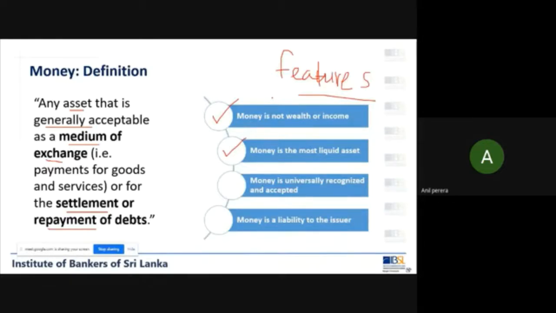But some other assets, like securities or property, are not that liquid. To convert a security into money or cash, it takes some time. You cannot sell in a hurry. You can, but you will lose some part of the value.